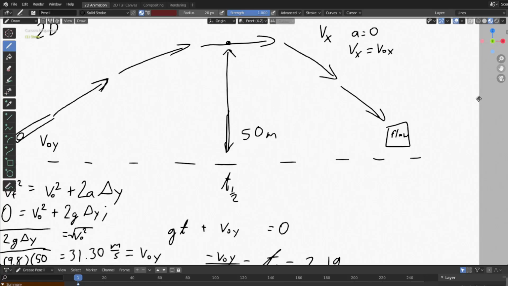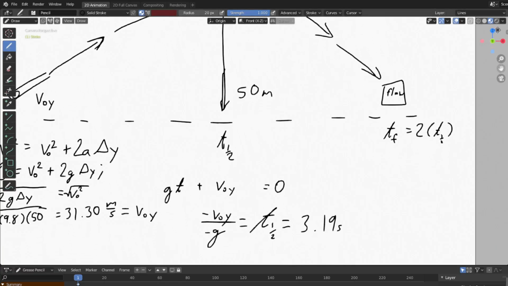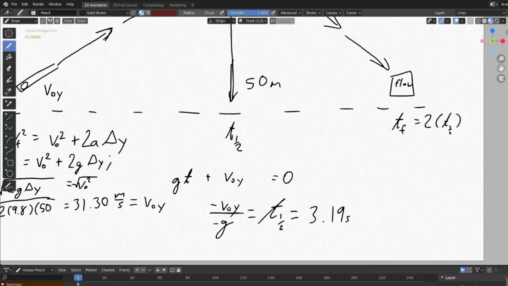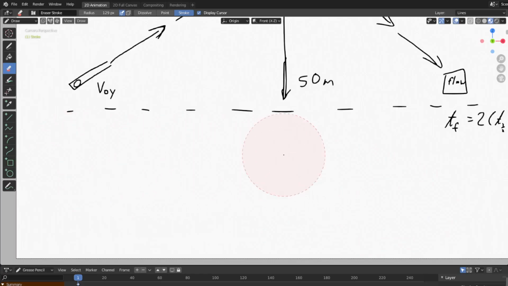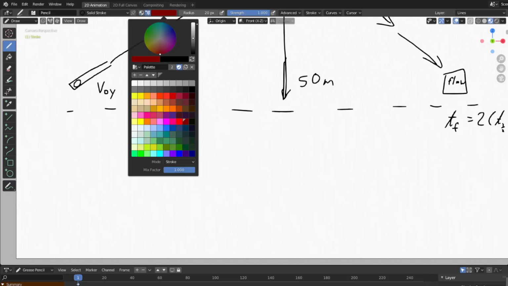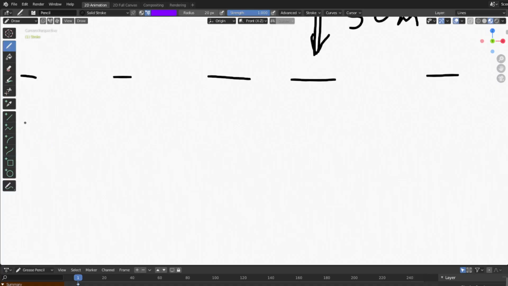And I'm pretty sure that TF is just going to be 2 times T of 1/2 for kind of obvious reasons. But let's pretend I don't know that. So we're going to just erase all of this, just so I can then put down pretty simply, in purple, which is actually my favorite color, V naught y equals 31.30. I should actually have drawn that smaller.